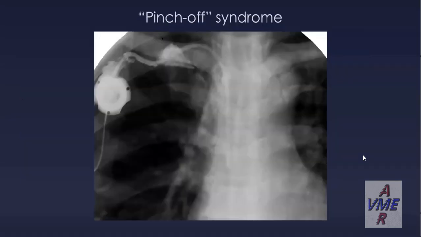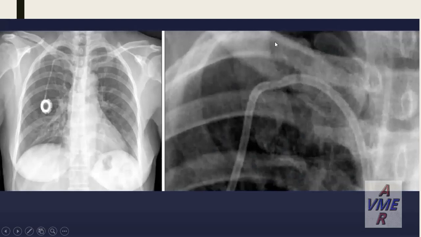This is pinch-off syndrome. Of course, subclavian access has more risk of stenosis and subsequent complications with vascular access, and risk of pneumothorax, in comparison to jugular access, and we also have pinch-off syndrome. That means the catheter is unable to function well, being compressed between the clavicle and first rib, and later on it will be totally transected. This is a picture of pinch-off syndrome.